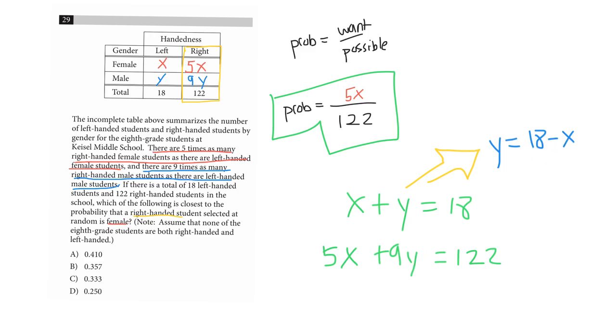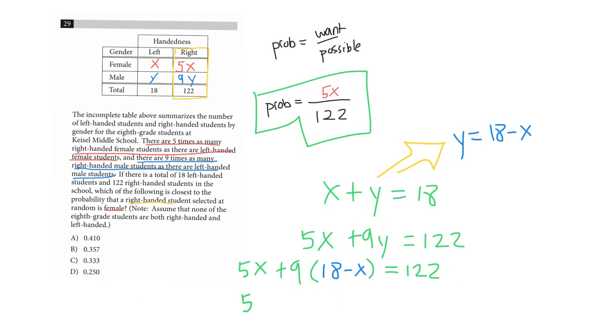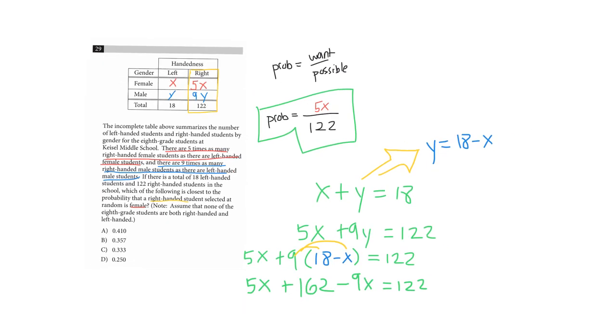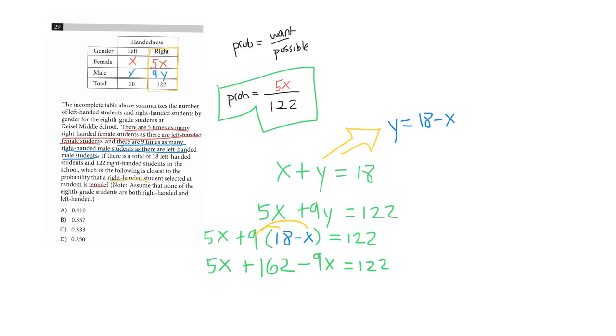All right, so let's just do it right now. We're going to have 5x plus 9, not times y, but times 18 minus x equals 122. Obviously, from here, it's going to be 5x plus 9 times 18 is 162. And by the way, I'm distributing. That's what I'm doing right now. And then we have 9 times negative x, which is negative 9x. That equals 122. And from there, 5x combines with that negative 9x, giving us negative 4x.